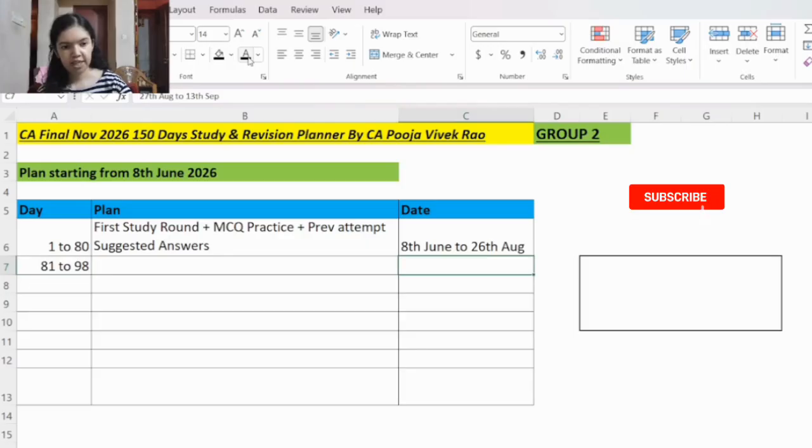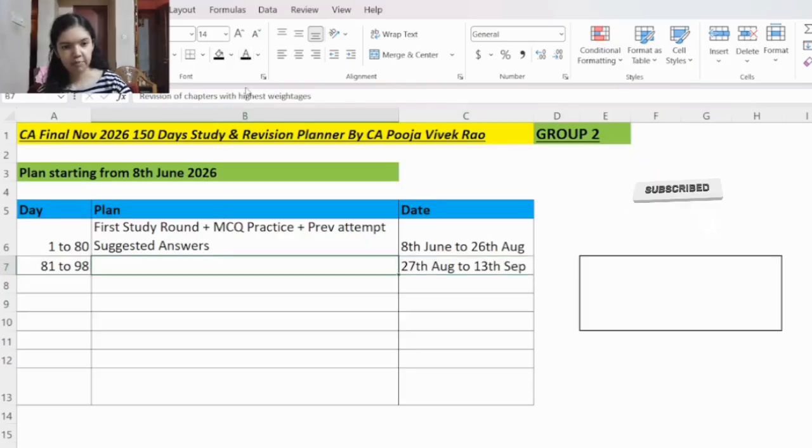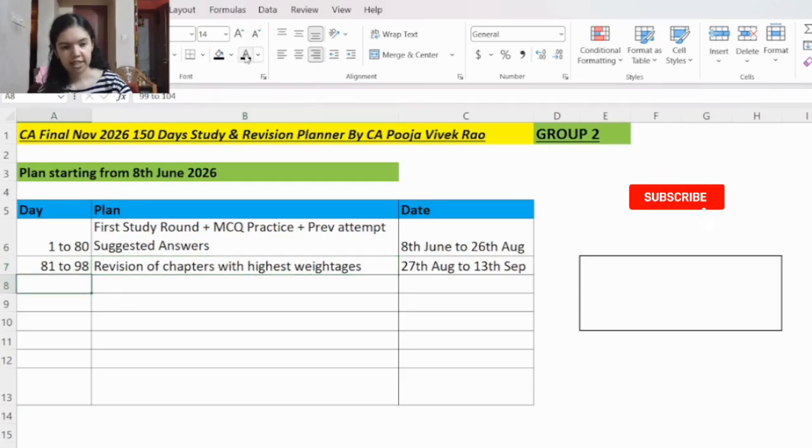Then from day number 81 to 98, that is 27th August to 13th September, here what you will do is you will start with the revision. So always while revising, start with the chapters with the highest weightage first. And then you can revise the other chapters. However, do not ignore any chapter from the syllabus.